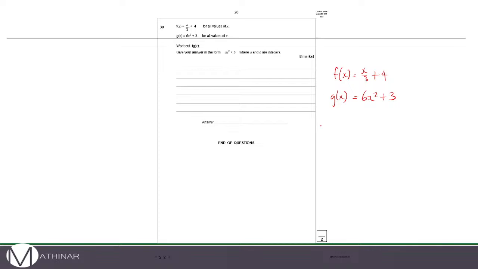Work out f g of x. So when we've got something like this, it's called a composite function. I like to rewrite this as f of g of x, like that. And I can replace this square bracket by 6x squared plus 3. So it's f of 6x squared add 3. Now what does function f do? Well, it divides it by 3 and then adds 4. So if I divide this by 3, that would give me 2x squared add 1, and then I add 4 to it. So that would simplify to 2x squared plus 5. Give your answer in the form of that. Oh, okay, we actually answered the question. So 2x squared add 5.